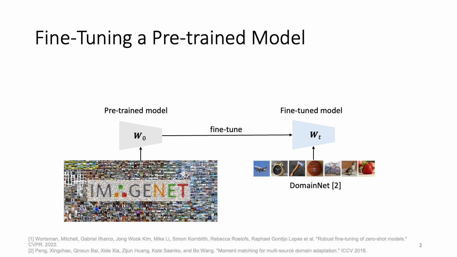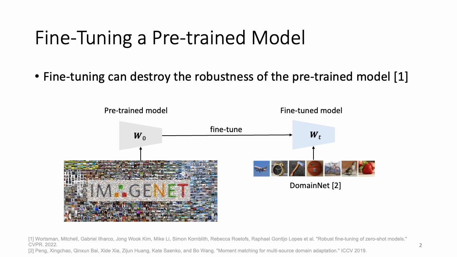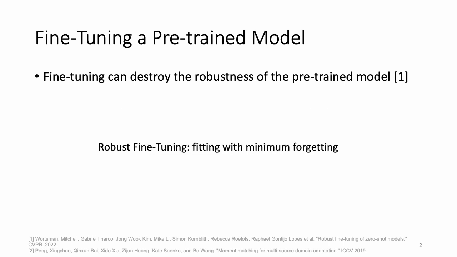The process of fine-tuning refers to training a pre-trained network W0 on a different dataset, which is potentially much smaller than the pre-training dataset. Recent works find that naively fine-tuning a pre-trained model without constraints can lead to worse robustness, because the new model forgets the general knowledge acquired during the pre-training phase when fitting to the new dataset. The goal of robust fine-tuning is to fit the new data distribution while maintaining as much pre-trained general knowledge as possible.